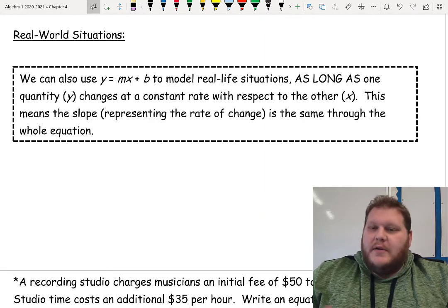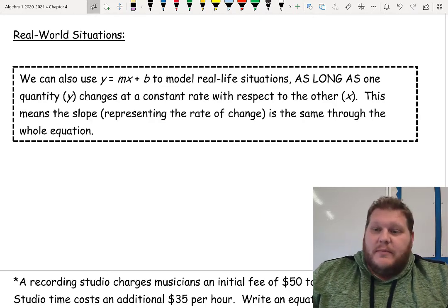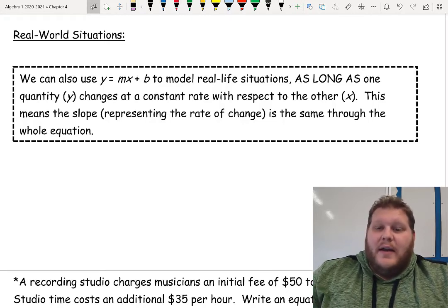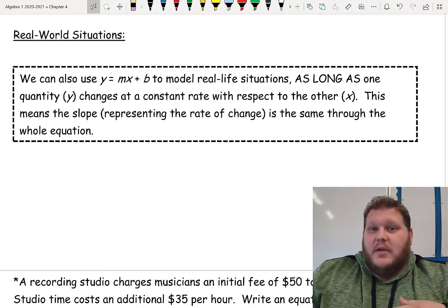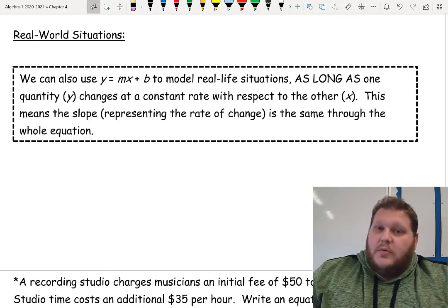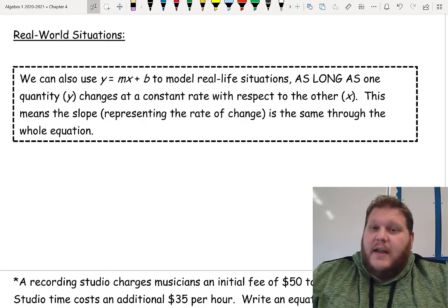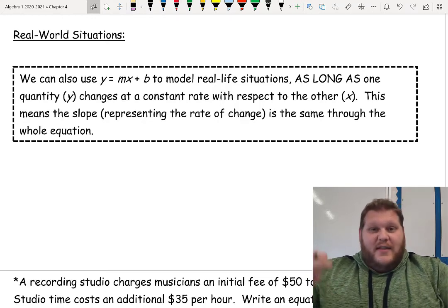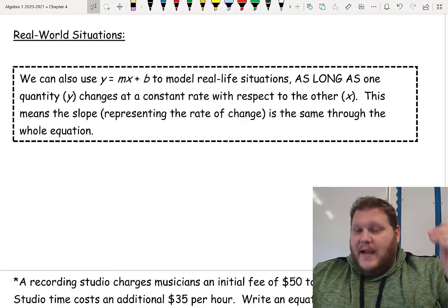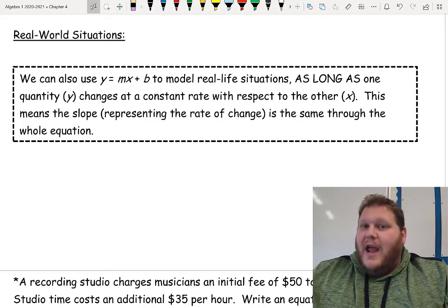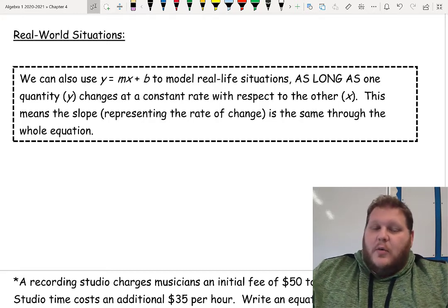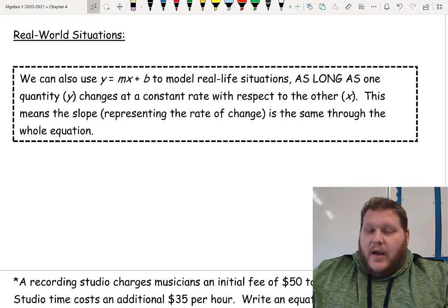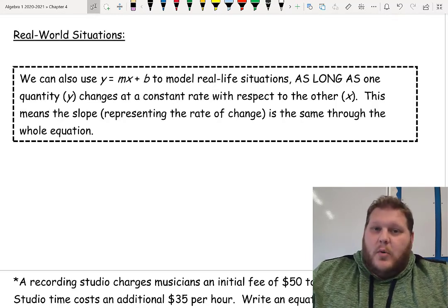We know that y equals mx plus b can be used to model a lot of real life situations as long as that y value changes at a constant rate with x. Because again, a linear function, we talked about that when we were looking at identifying if something is linear or nonlinear. We have to have that constant change in y and that constant change in x. So if we have that constant rate of change, we have a linear function. We can write a linear equation with y equals mx plus b being that equation.